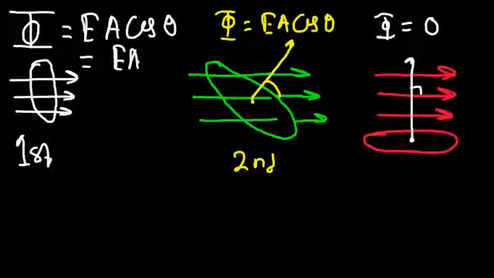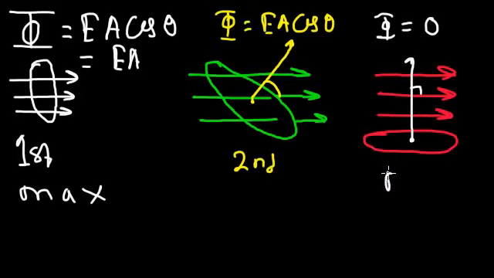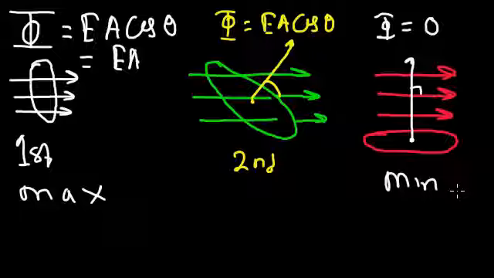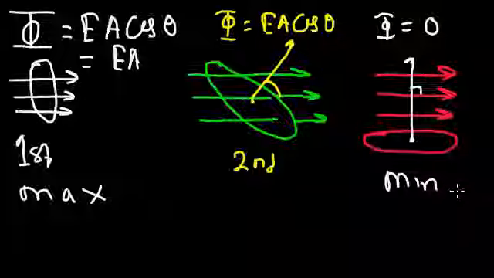Perfect. Now, for the minimum, this is maximum and this is minimum. So when is it said to be minimum? It is said to be minimum when the surface is parallel to the field line. Simple as that. Or when the normal to the surface is at a right angle to the field line, or when the normal to the surface is perpendicular to the field line. So that's how questions can come. So I hope this gives you a clear insight of what electric flux is.